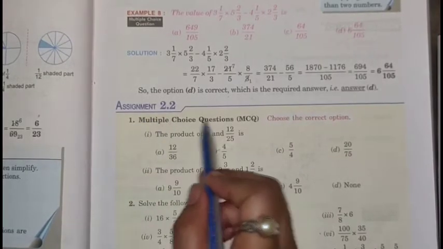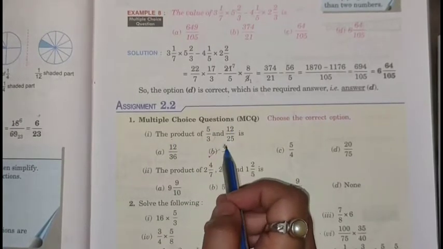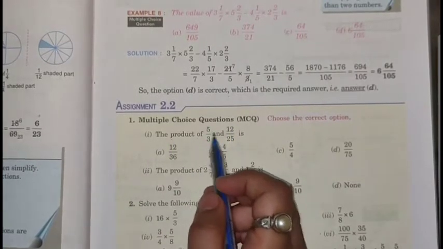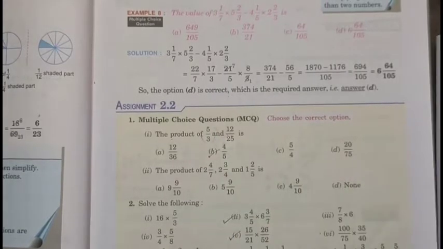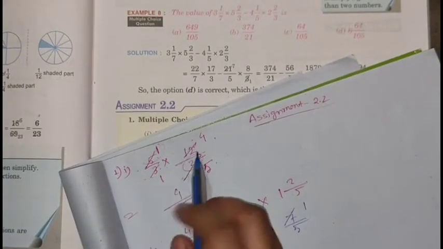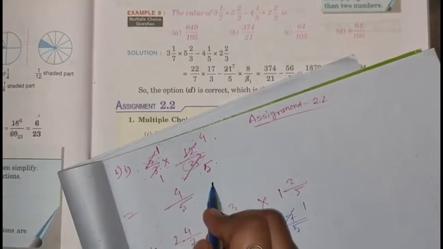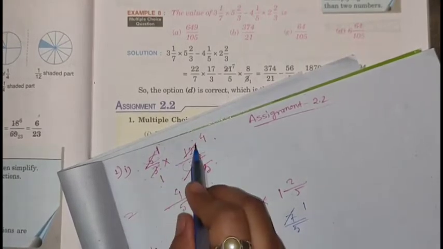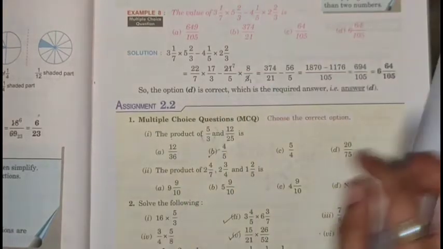Question number 1, multiple choice question. The product of 5 by 3 and 12 by 25. So what will be the product of these two numbers? 5 by 3, 12 by 25. You have to find this product by the cancellation method. 5 ones are 5, 5 fives are 25, 3 ones are 3, 3 fours are 12. So the answer will be 4 by 5.